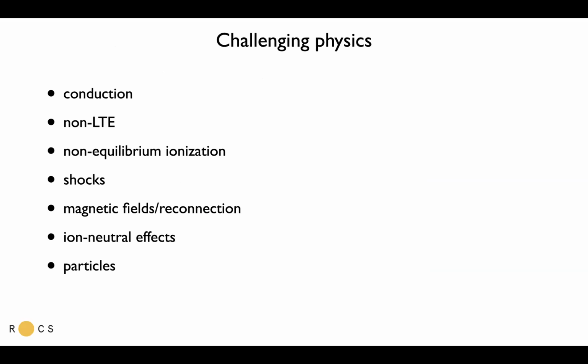Well, in the corona, of course, we have to include conduction as a very important mechanism, as we heard also from Patrick. In the chromosphere, the lines that dominate the energy balance are not formed in local thermodynamic equilibrium, and they're not optically thin. So we have the problems of non-LTE. Ionization and recombination timescales are long, especially in the chromosphere, but also in the corona. So we need to include non-equilibrium ionization.